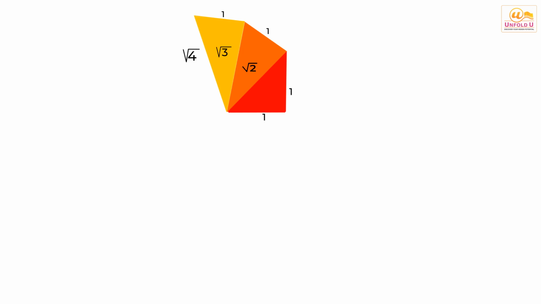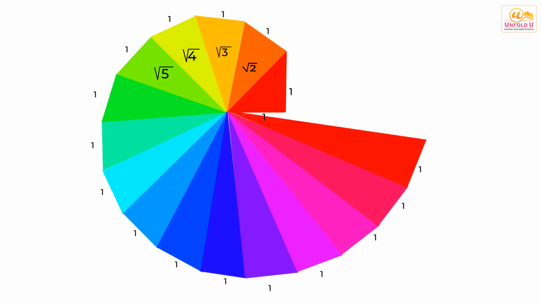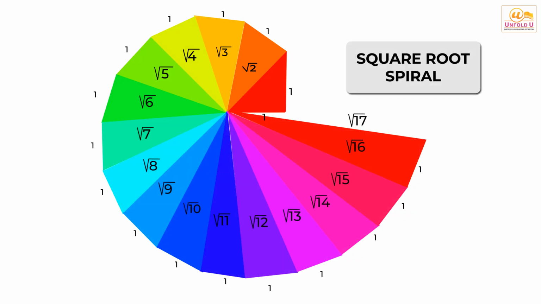Continuing this further by drawing perpendiculars to the hypotenuse of the previous triangles and applying Pythagoras theorem, we get a beautiful spiral-like structure depicting the further roots as √5, √6, √7, etc. This is known as the square root spiral.